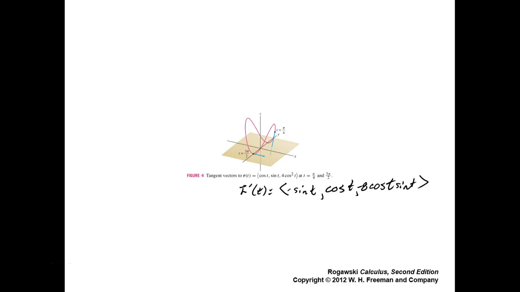Now, there's your point, t equal pi fourths. There's where we are. Now, what it's asking for is the, was it tangent vector?